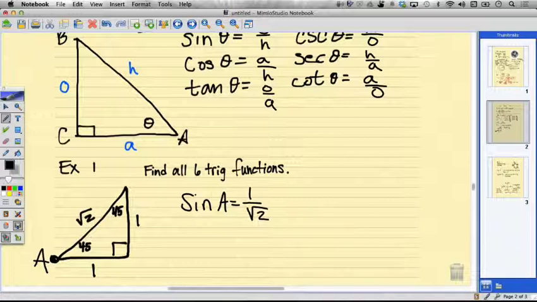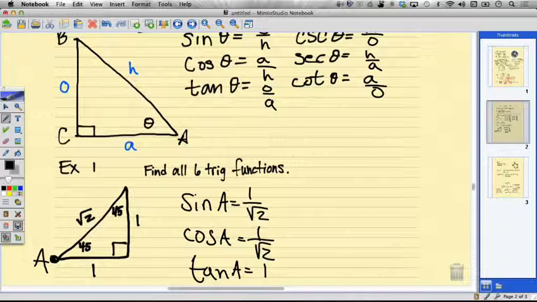Okay? What's the cosine of A? Same thing. 1 over the square root of 2. What's the tangent? 1. It's 1. Cosecant? Square root of 2.